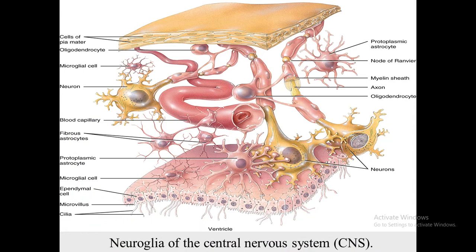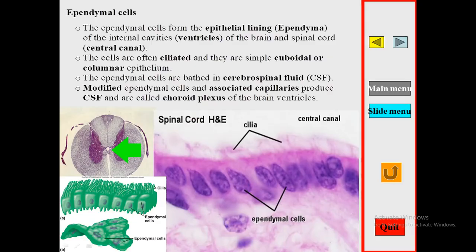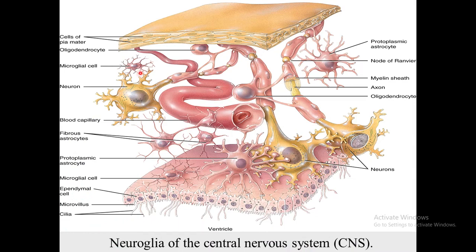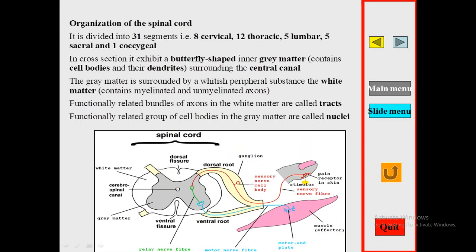In this diagram, we said it represents the whole cell types within the central nervous system: the neuron, oligodendrocytes, protoplasmic astrocytes, fibrous astrocytes, the microglial cells. Those are the microglial cells, and those are the ependymal cells. Finally, we move to the organization.